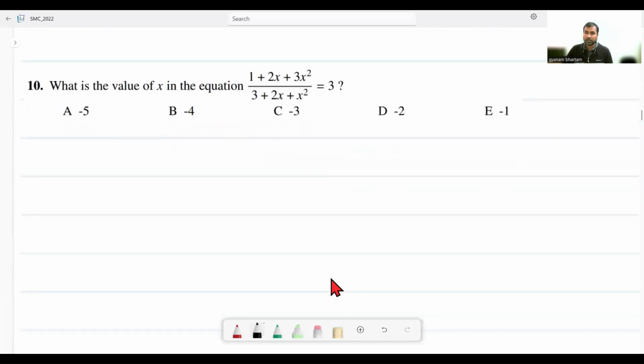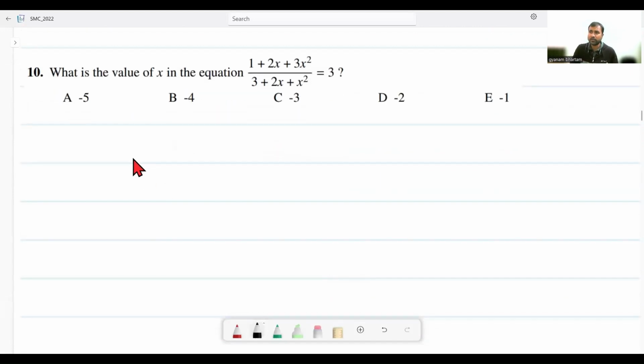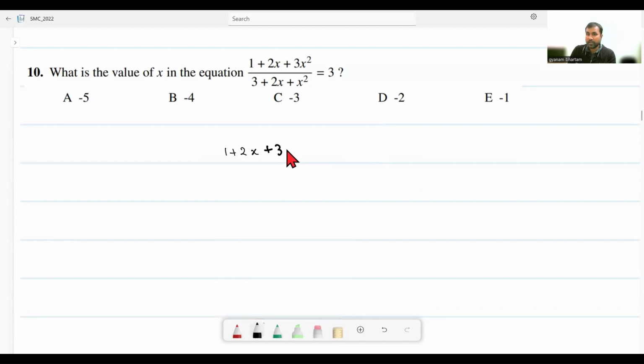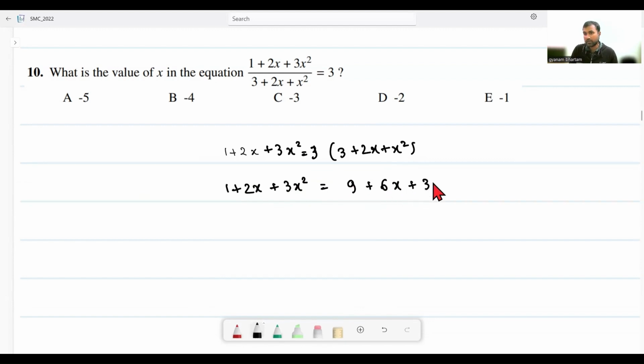Next is question number 10. What is the value of x in this equation? So this looks like a quadratic equation. Cross multiply and we'll have the answer. So 1 plus 2x plus 3x squared. If we cross multiply, we have 3 times 3 plus 2x plus x squared. And this is not a quadratic because if you observe, 3x squared will cancel out. On this side we have 3 times 3, which is 9, 3 times 2 is 6x, and 3x squared. This will cancel out.